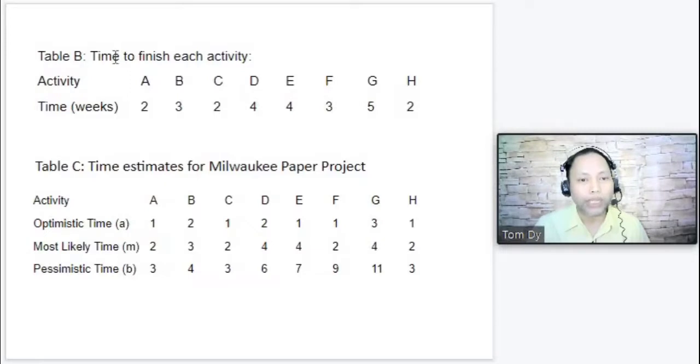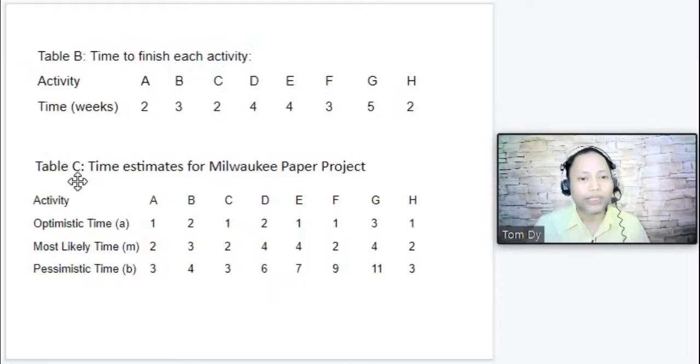Additional information for the project is this. For table B, the time to finish each activity. Activity A has 2 weeks to finish. Activity B, 3 weeks. Activity C, 2 weeks. For D, 4 weeks. E, 4 weeks. F, 3 weeks, and then G and H. If you sum up all of these, we have 25 weeks. But in PERT, we can have our own estimation for this time.